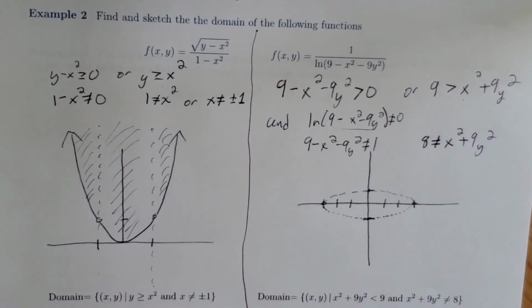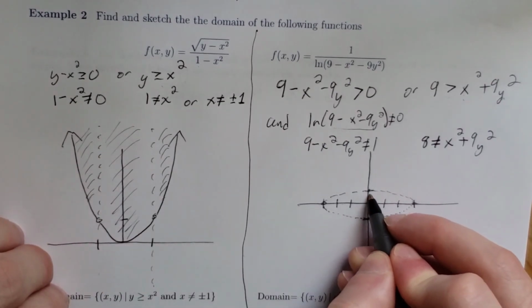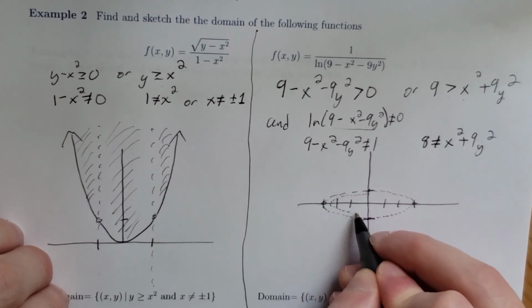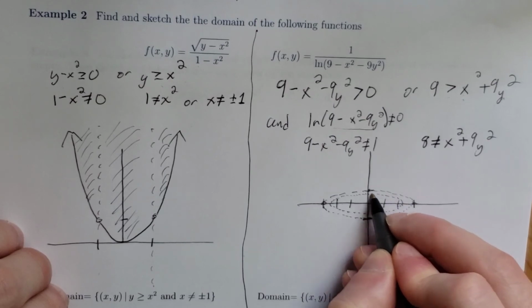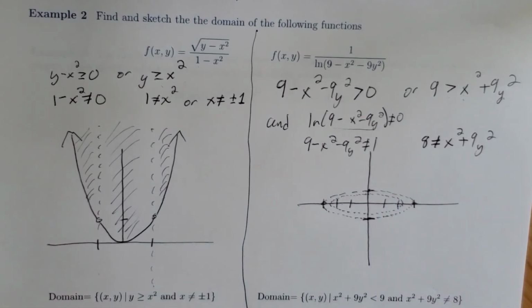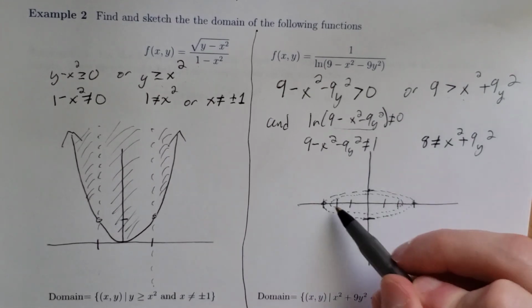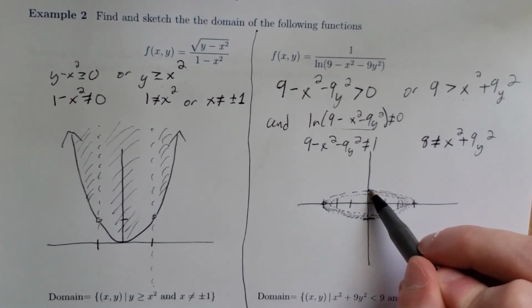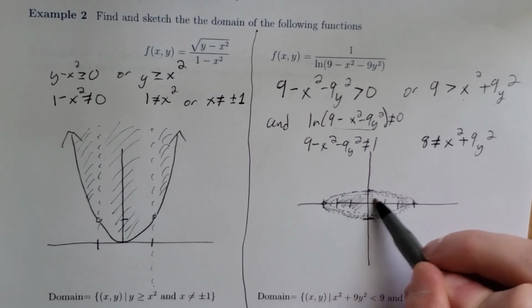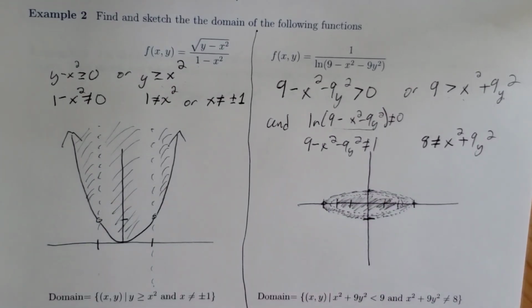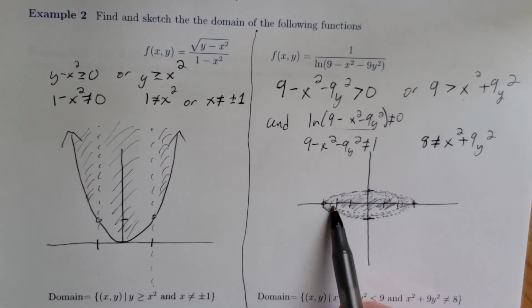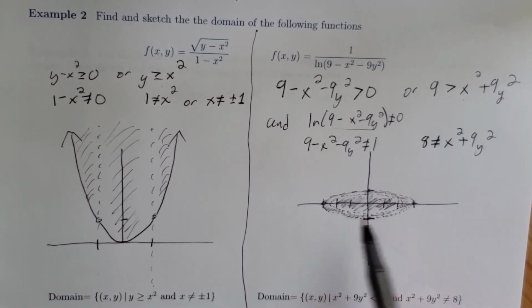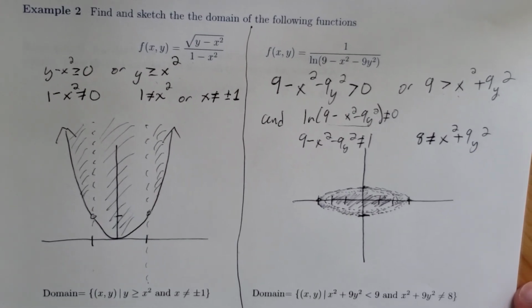Well, what is that? Well, that is an ellipse that's just a little bit smaller than what we had. So this dotted ellipse cannot be in the domain either, but everything else inside the larger one, except for this dotted line, is allowed. So that is our domain, again, except leaving out that singular ellipse where 8 is equal to x squared plus 9y squared. And that'll end this first video.